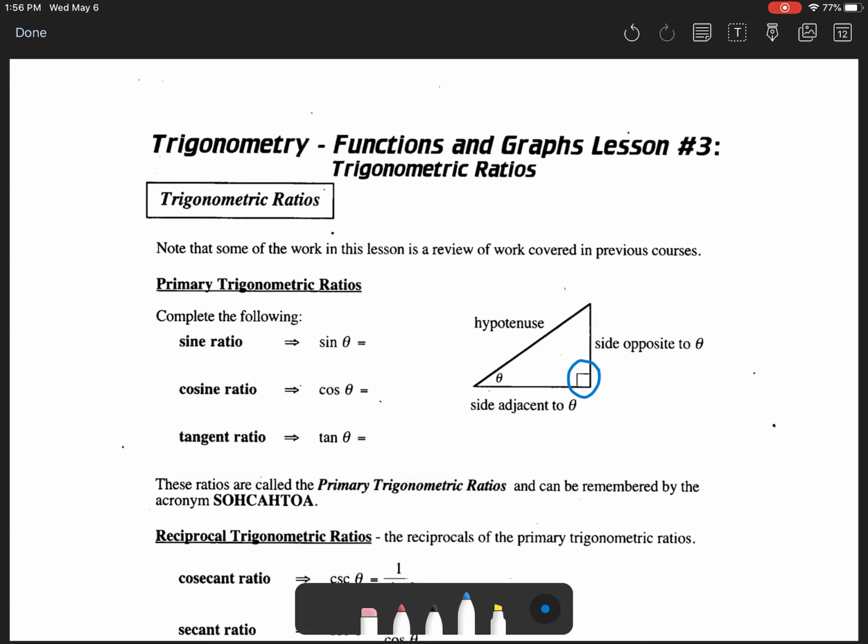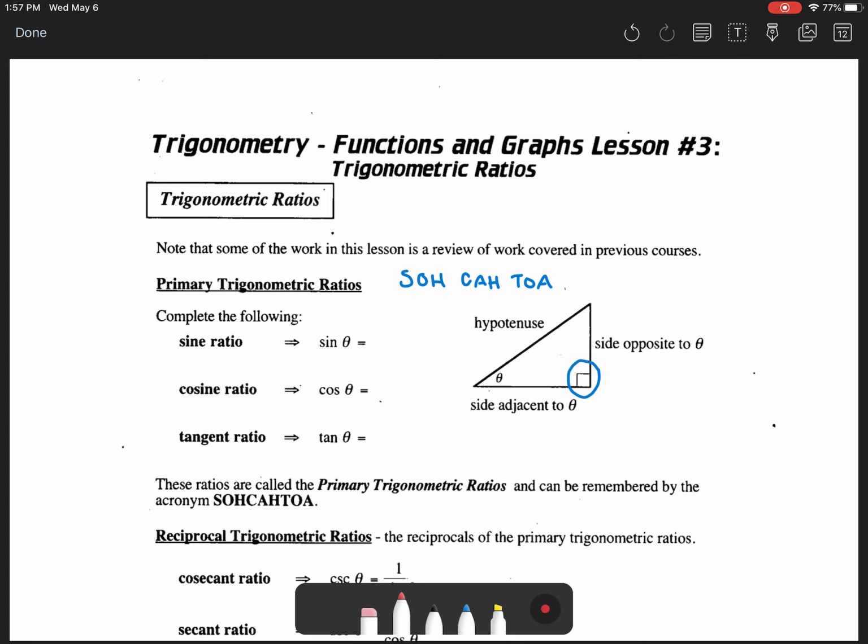So taking a look at our primary trig ratios, which are the ratios we learned in grade 10 and 11, sine, cosine, and tangent. And a lot of you always remember the acronym that you were most likely taught, which was SOHCAHTOA. Now again, SOHCAHTOA is not a mathematical term. It is an acronym that helps us remember the relationships of sides in a right angle triangle when we're calculating the sine, cosine, or tangent ratios.